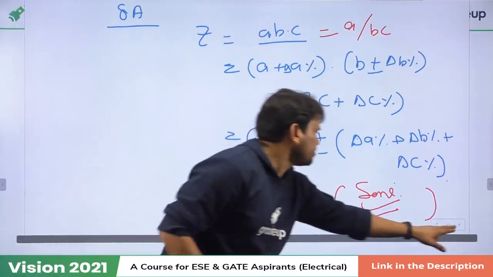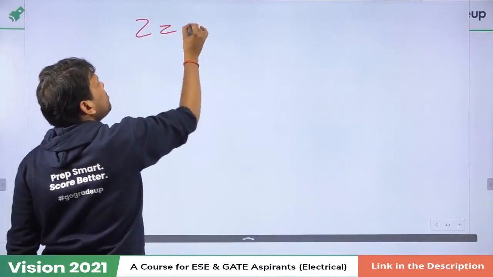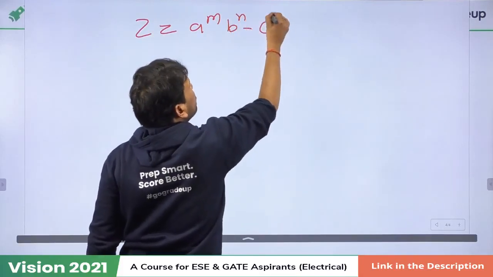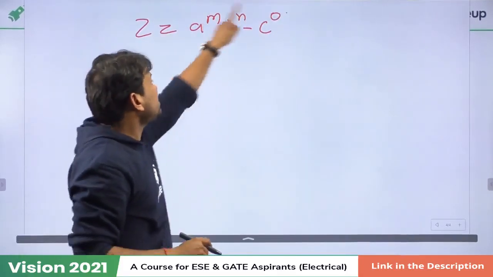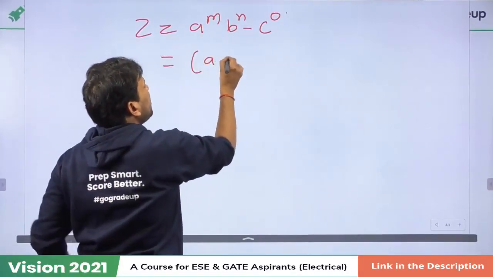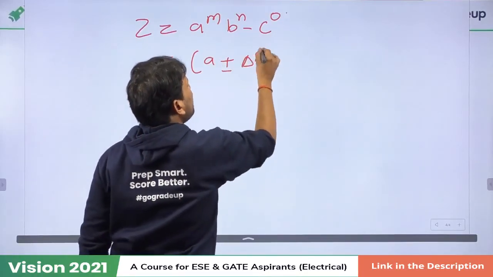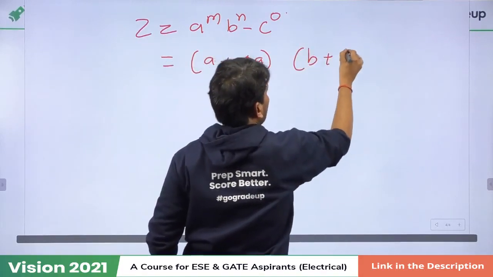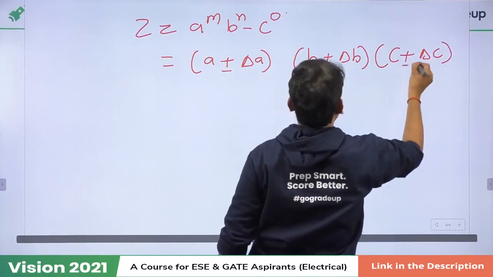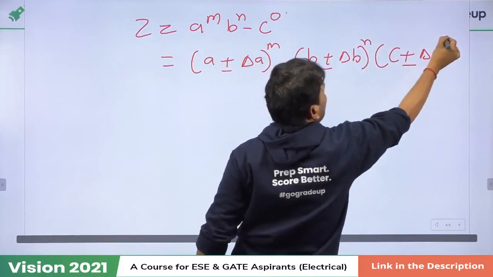Now, this is the last thing. Suppose, dear friend, we have some Z equal to A to power m, B to power n, and C to power o. Now, in this case, what will be the error? Just see. Here, suppose we have A plus minus some del A, and B plus minus some del B, and C plus minus some del C, and here power M, here power N, and here power O.